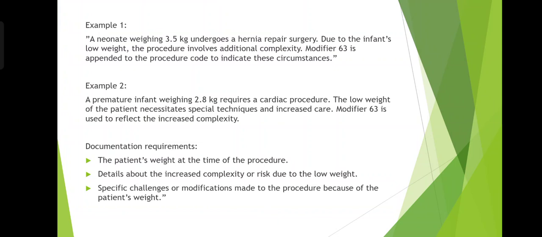So let's see the examples for modifier 63. Example 1. A neonate weighing 3.5 kg undergoes a hernia repair surgery. Due to the infant's low weight, the procedure involves additional complexity. So modifier 63 is appended to the procedure code to indicate these circumstances. Another example, a premature infant weighing 2.8 kg requires a cardiac procedure. The low weight of the patient necessitates special techniques and increased care. So modifier 63 is used to reflect the increased complexity.